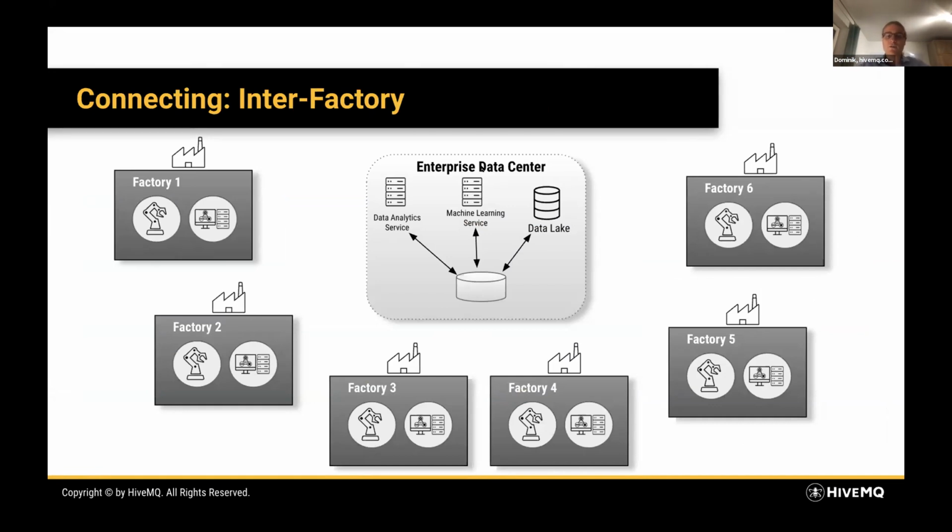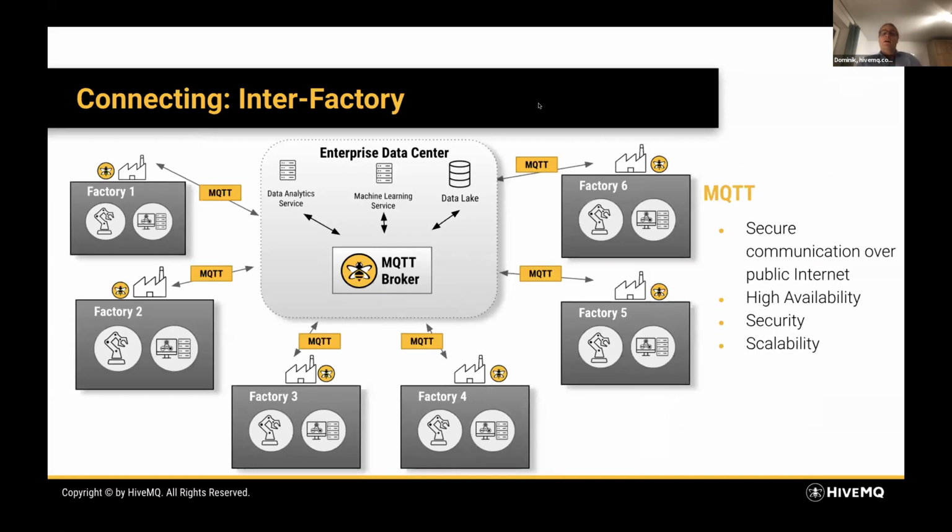So, connecting inter-factory. Let's go back to this picture, and how does MQTT play into this? If we look at it from a higher level, if you have multiple factories which may or may not use MQTT, how do you connect them to your enterprise data center? How do you connect them to your data lake? How do you make use of the data produced in the factories, or some of the data? What is very common, and we have customers who are connecting very large numbers, almost 100 factories worldwide, is doing this by MQTT.